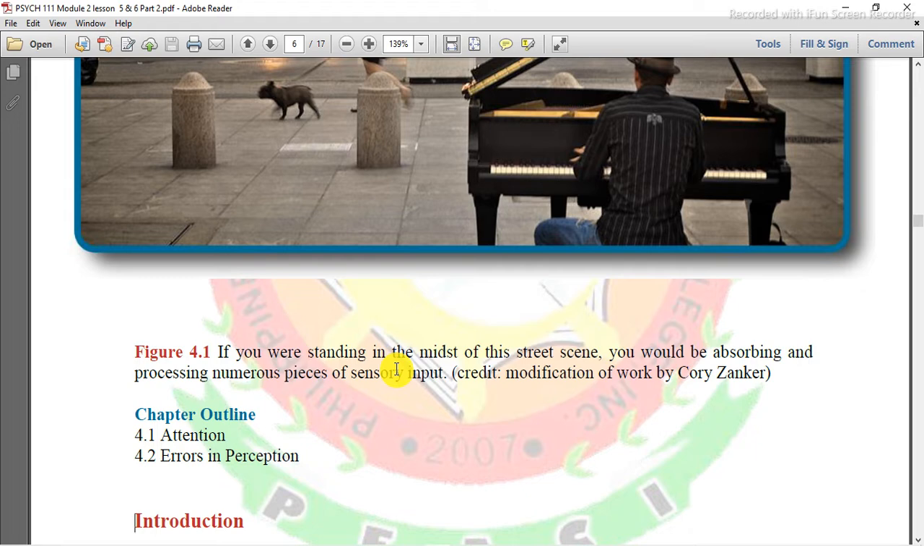So if you are standing in the midst of a street scene, you'd be absorbing and processing numerous pieces of sensory input, and at some point you can only focus on one thing. At some point you can only focus your attention on a specific area, and that's where errors in perception come in, na hindi na tayo makafocus at some point kasi nga ang dami nating pinagtutuunan.